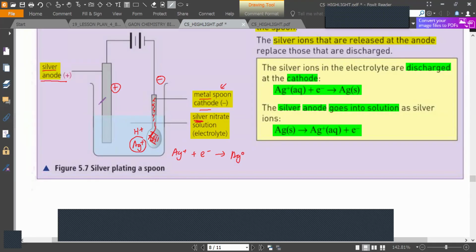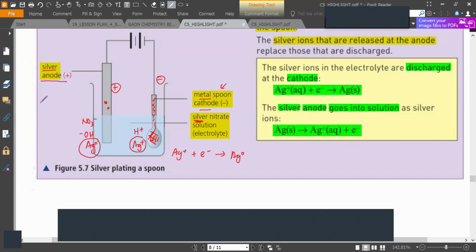And then what happens to the other side? Here we have the nitrate ion, which is negative, attracted here, and then we have the hydroxide ion, and we also have the silver metal. Out of these three, the silver metal is the one that will react. Always the case: if we take a silver electrode, that is the one that will react.